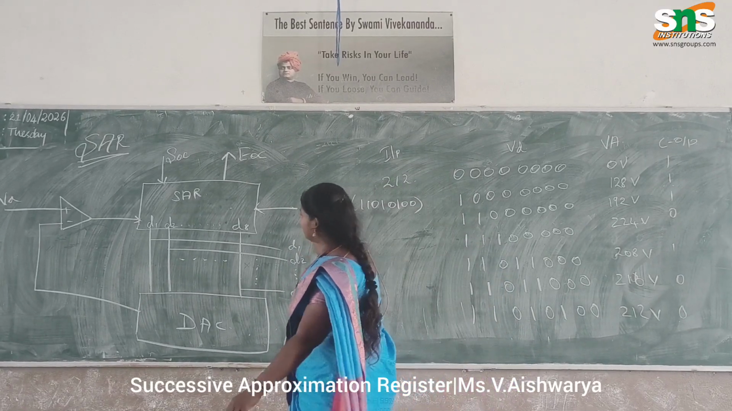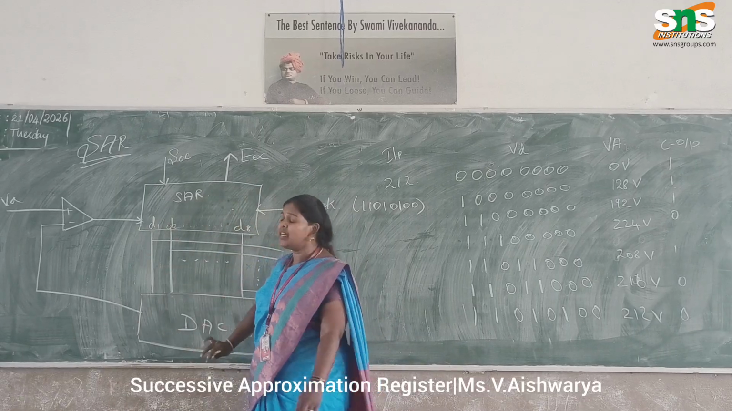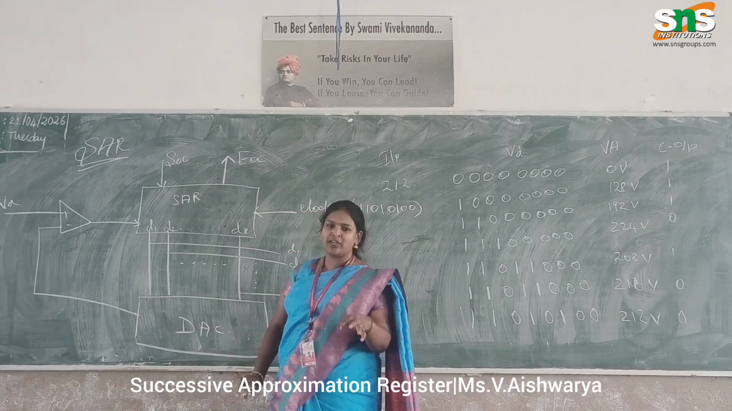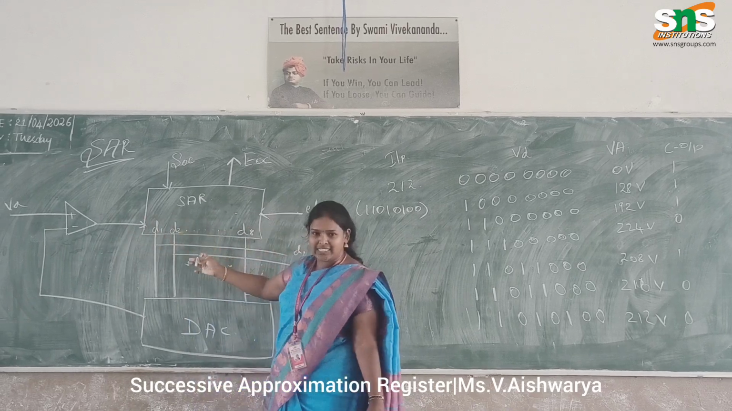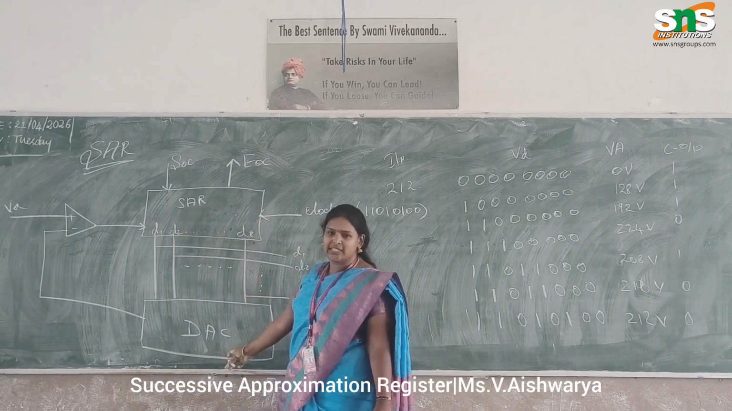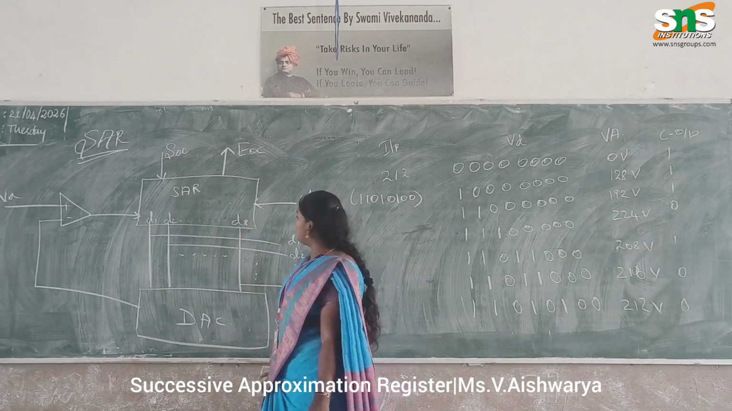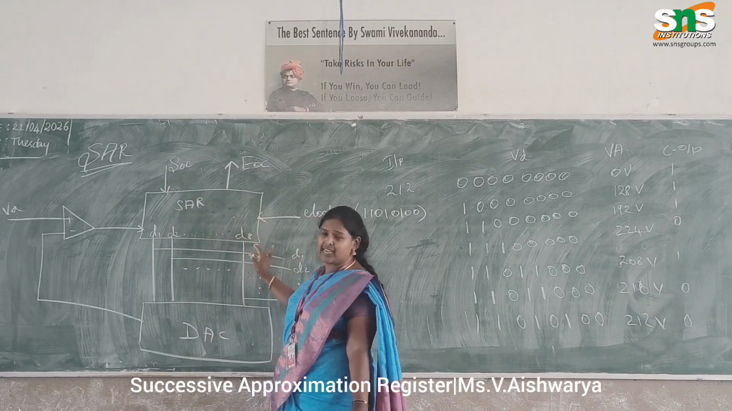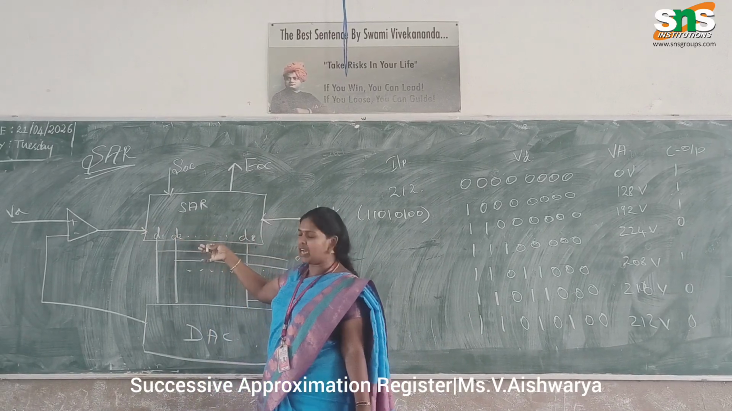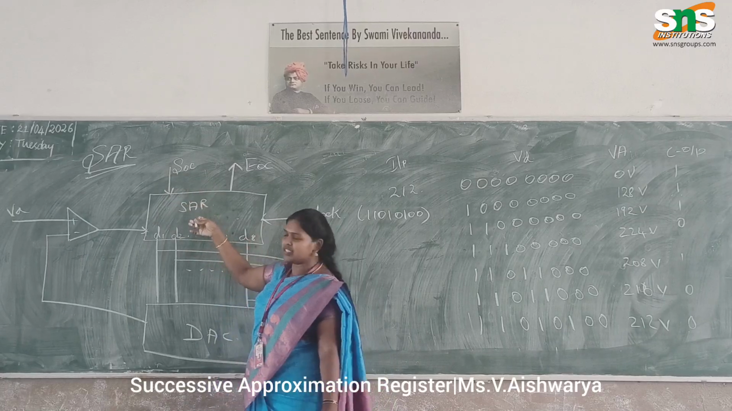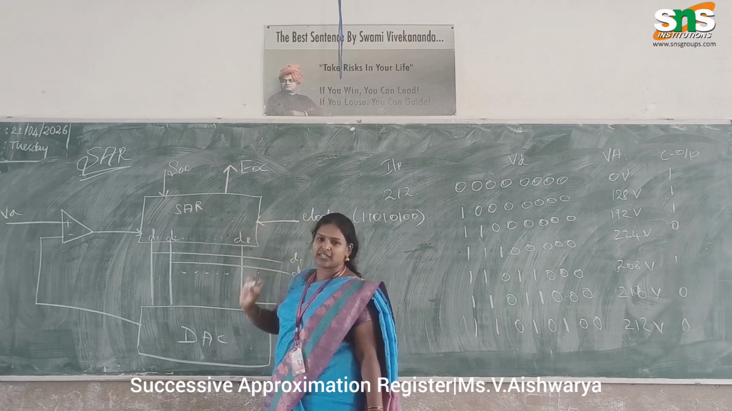This is about the construction of the SAR ADC. In this, three main components are present: one is the comparator, another is the SAR register, and the next one is our DAC. In this SAR we have three inputs: one is the comparator input given to the SAR, another one is the start of conversion signal, and another one is the clock signal.